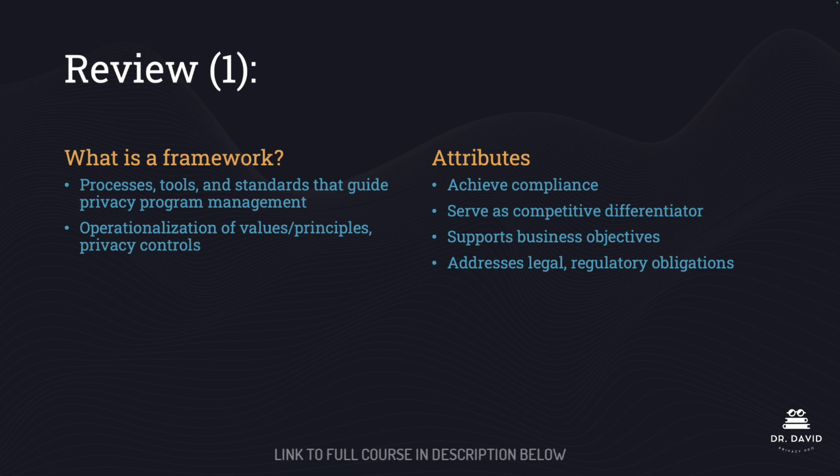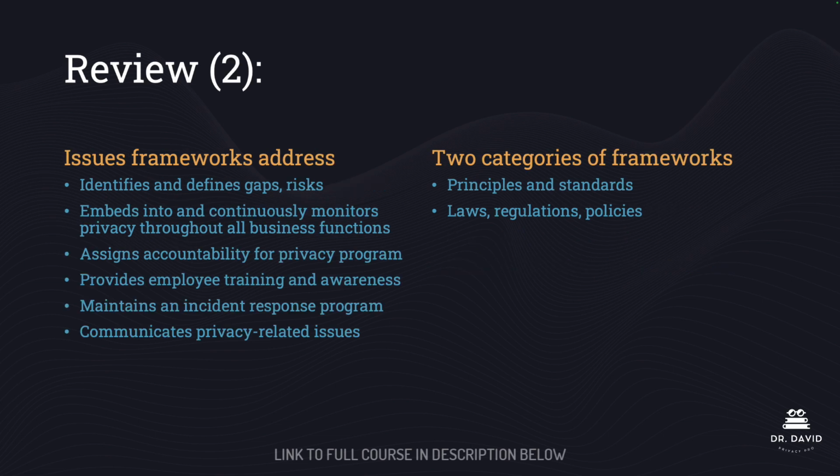In this lecture, we have defined what a framework is. In short, a framework is a set of processes, tools, and standards that guide privacy program management. A framework also helps us to operationalize values and principles, as well as privacy controls. Attributes of a good framework include helping us to achieve compliance, serving as a competitive differentiator, supporting business objectives, and addressing legal and regulatory obligations. The list of issues frameworks help us achieve is here. I will not read through that list. And in the next few lectures, we're going to be talking about principles and standards, as well as laws, regulations, and policies.